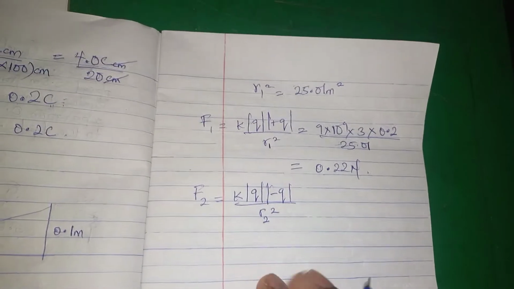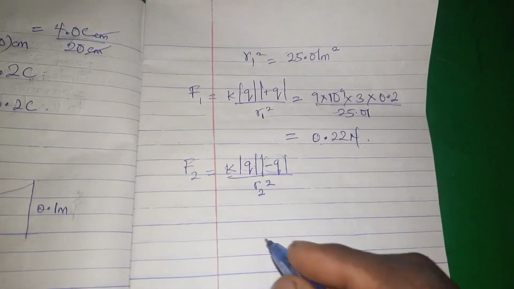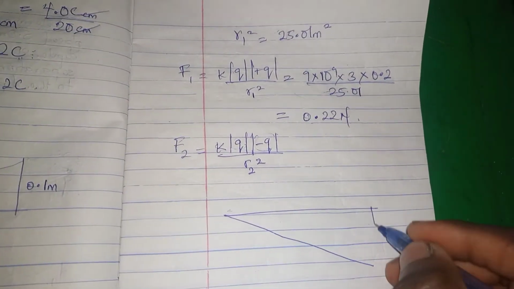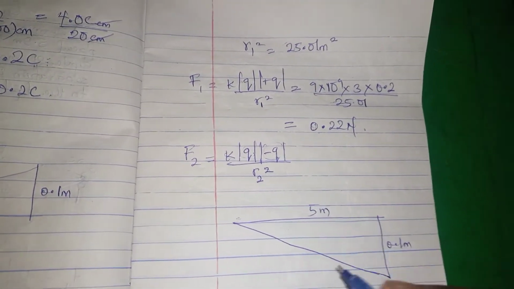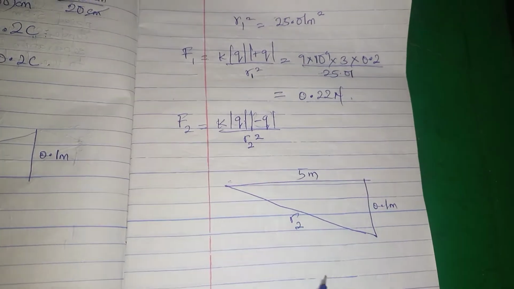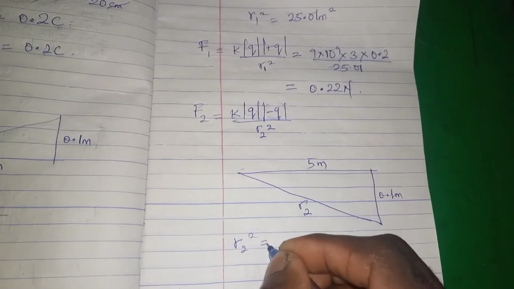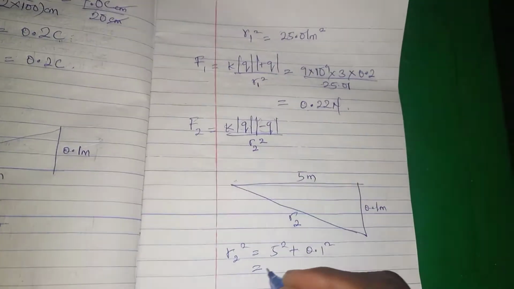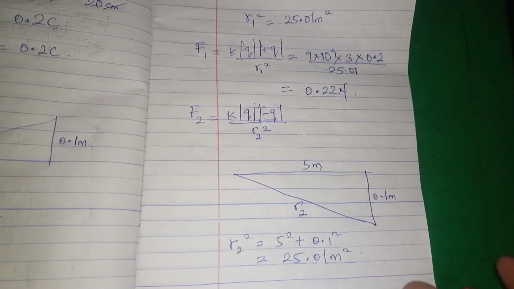So now we know this, R2, let's resolve R2 the other way around. See it, that other triangle. So this was the 0.1 meter, this is the 5 meter, this is R2. So definitely still Pythagoras will apply here. R2 square will be equal to 5 square plus 0.1 square. That will still give you 25.01 meter square. So now we can go to resolve F2.